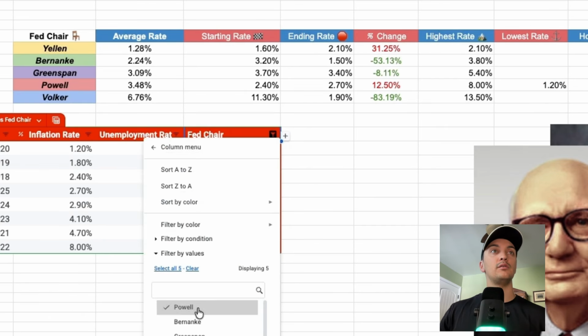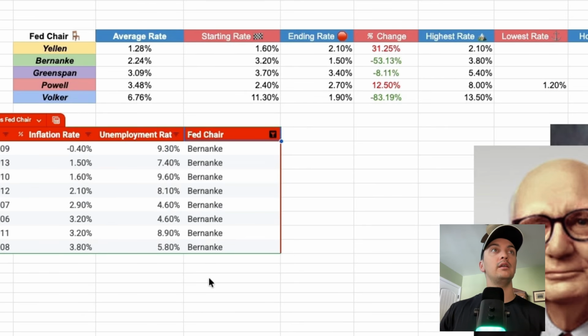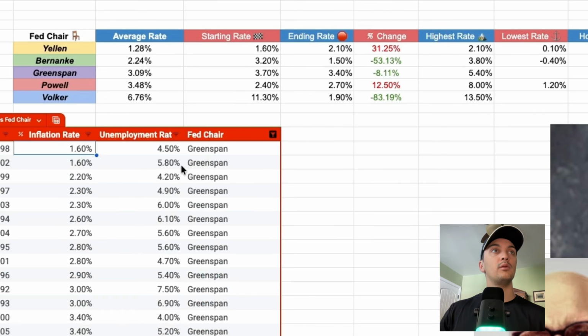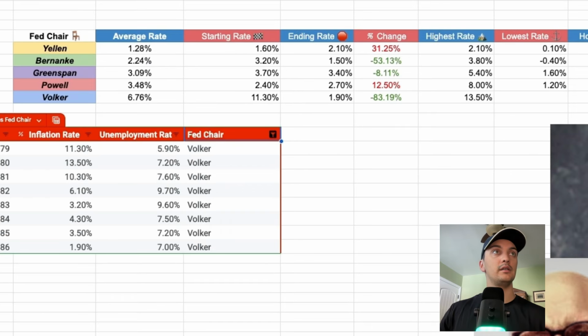Okay, lowest rate for Jerome, 1.2. And let's go over to Bernanke. Lowest rate, yeah, it was the negative one. Where's Bernanke? There. Okay. And who else we got here? We got to get Yellen in there. Lowest rate, 10 basis points, 0.1. Okay. And Greenspan, 1.6. And let's see what Volcker did. Lowest, 1.9. Lowest was at the end of his tenure.